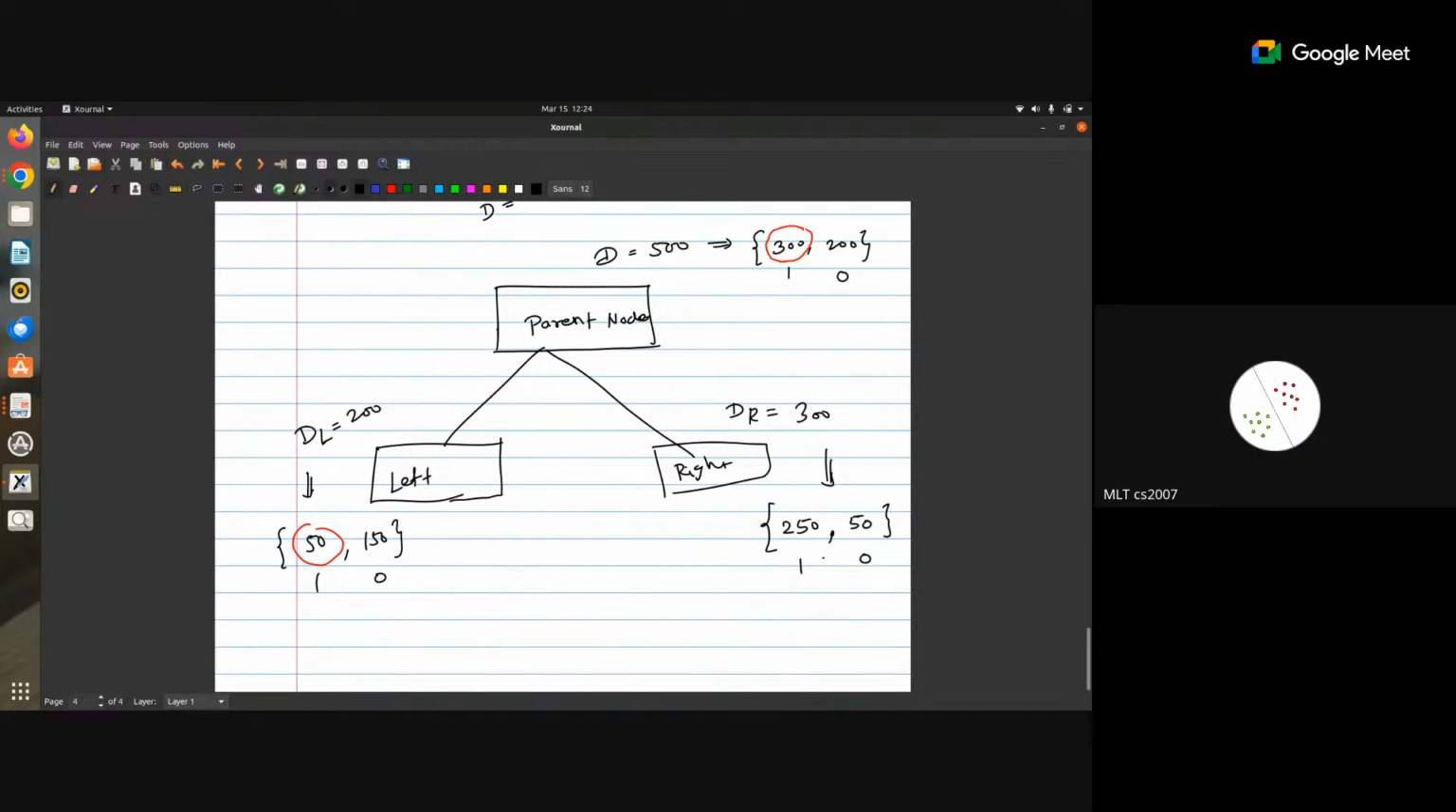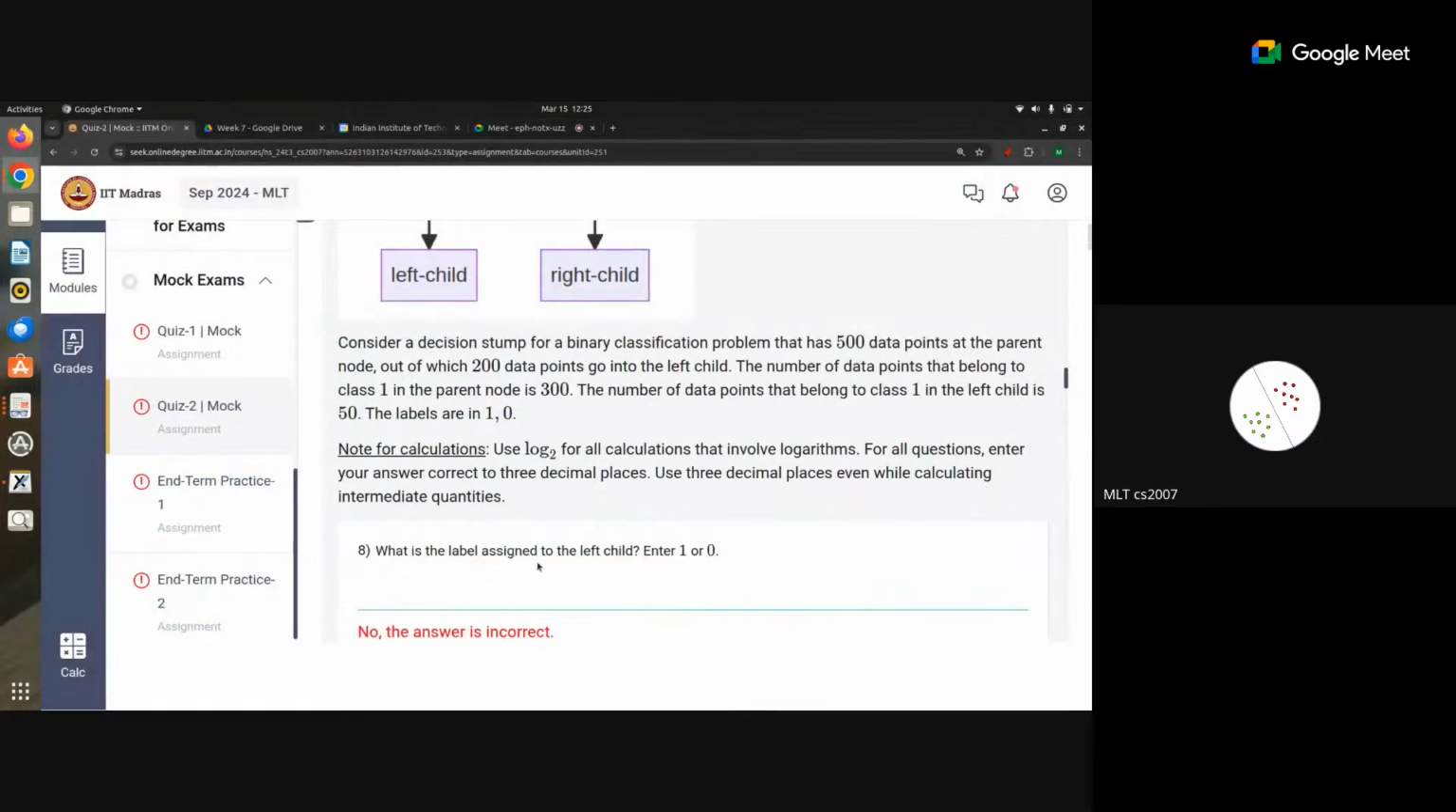Now you can sum up all these things. 250 positive, or class 1, and 50 class 1, so it is 300 of class 1. Initially there were 200 data points belonging to class 0, among which 150 go to the left side and 50 go to the right side. Now this is the data set we are looking at. The question is, what is the label assigned to the left child? Okay, what does that mean?